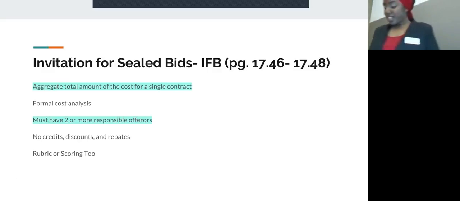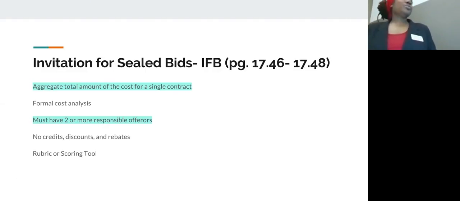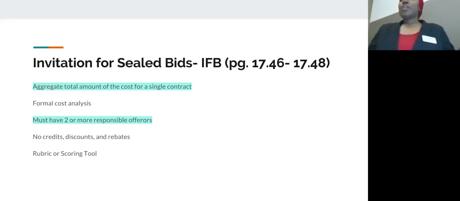And as far as credits, discounts, and rebates in a firm fixed price contract, the winning contractor is not required to provide any form of credits, discounts, or rebates of any kind to the S&P, as all of those are factored into the contract already.